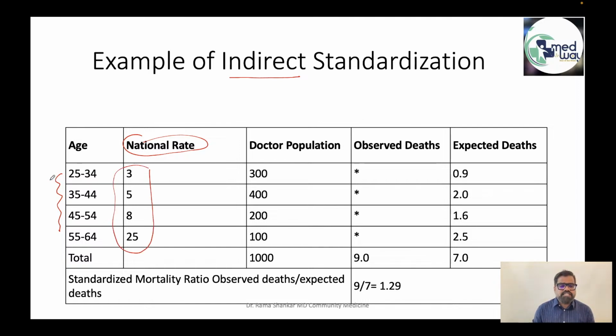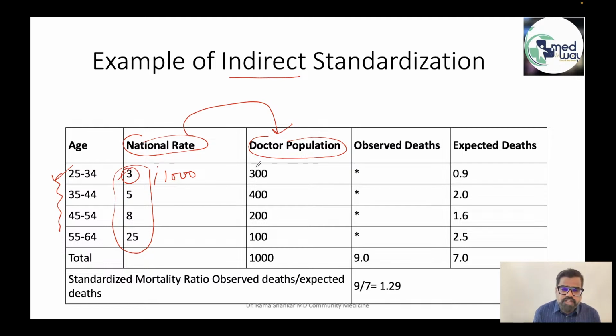So what can I understand from this? I understand that, okay, in the age group of 25 to 34, 3 people are dying per 1,000 population. In 35 to 44, 5 people are dying per 1,000 population. So this is given. I want to check whether the same death rate holds in the doctor population, a specific group of population. Here the example I have taken is doctors. So if the death rate is 3 nationally, is the same death rate in doctors or not? Let me check. In the same way we have to do it: in 1,000 population, 3 people are dying.